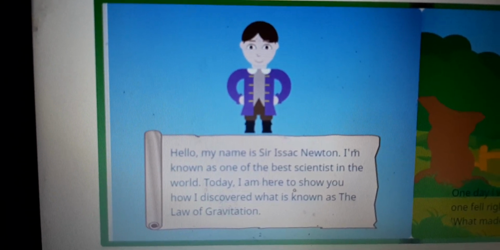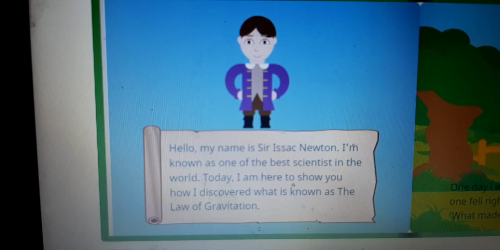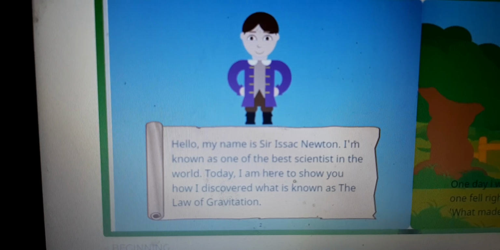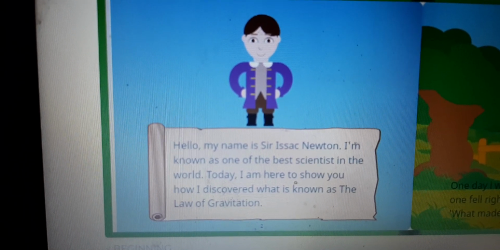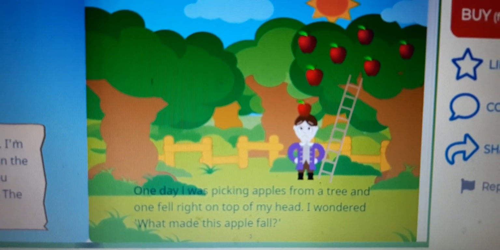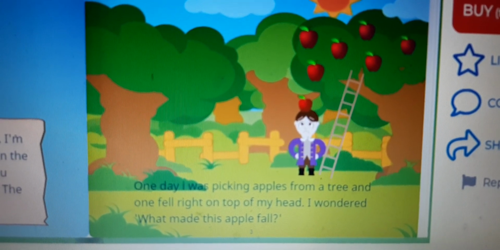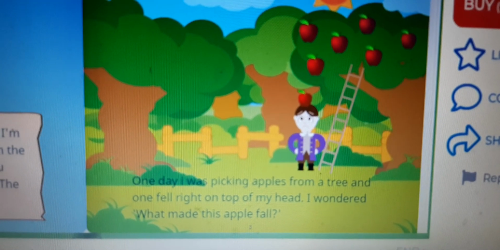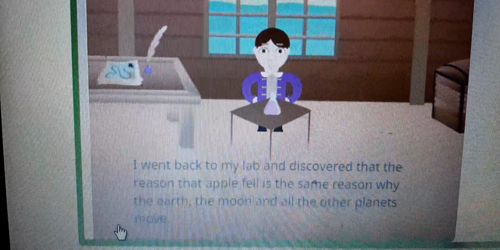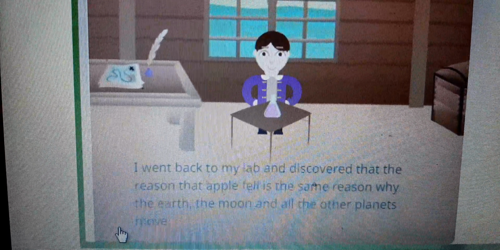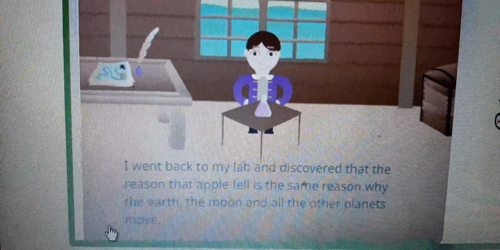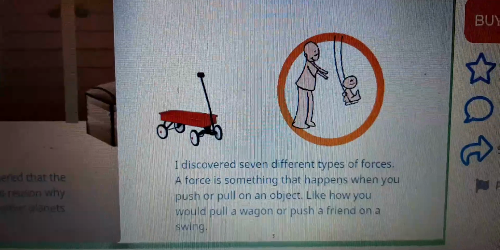Hello, my name is Sir Isaac Newton. I am known as one of the best scientists in the world. Today I am here to show you how I discovered what is known as the law of gravitation. One day I was picking up apples from the tree and one fell off right on top of my head. I wondered what made this apple fall. I went back to my lab and discovered that the reason that apple fell is the same reason why the earth, the moon and all the other planets move.